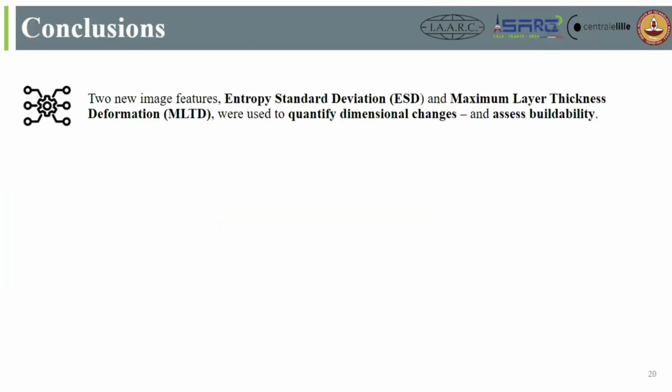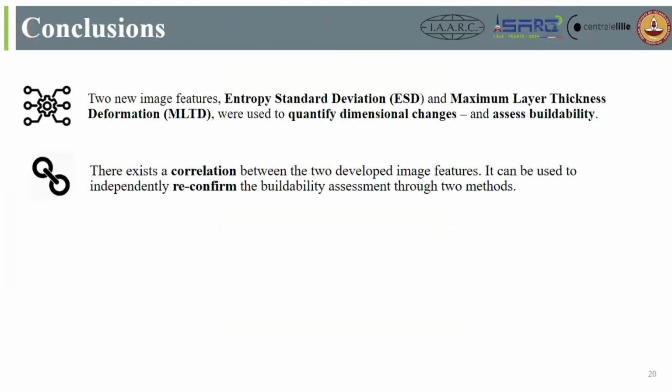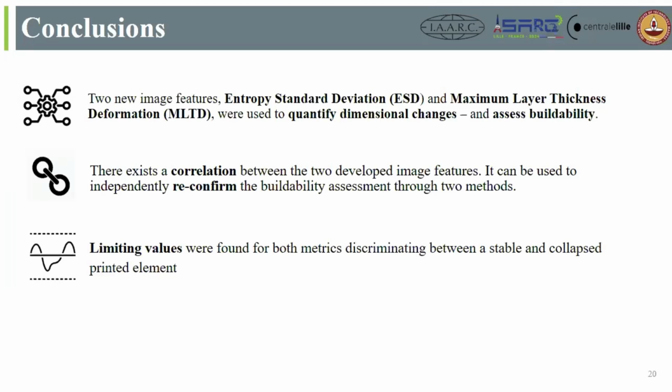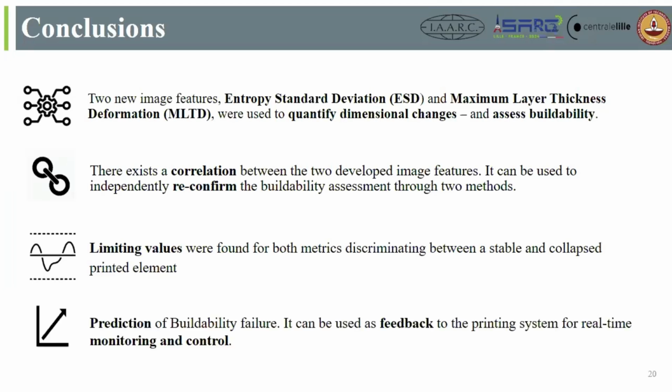So the conclusion is that I'm introducing two measures called entropy standard deviation and maximum layer thickness deformation. There exists a correlation, so you can use both these measures to substantiate the quality assessment that you are getting from one measure, and we are able to find a limiting value for both the metrics. And using this limiting value, we can actually predict whether there is going to be a buildability failure or not.